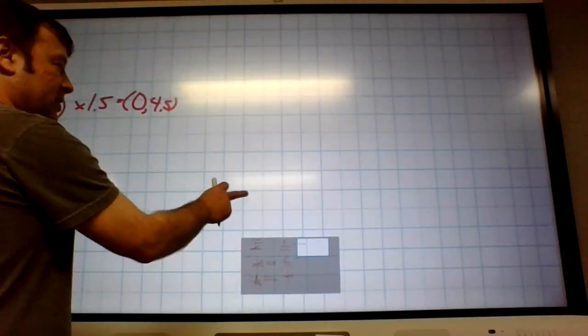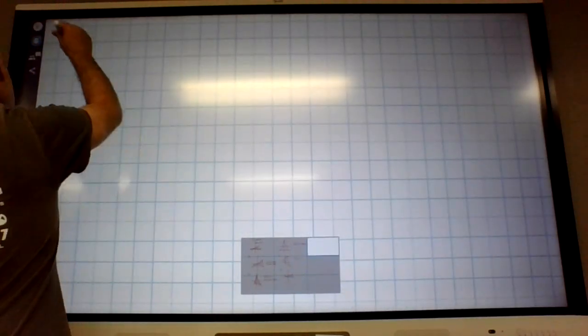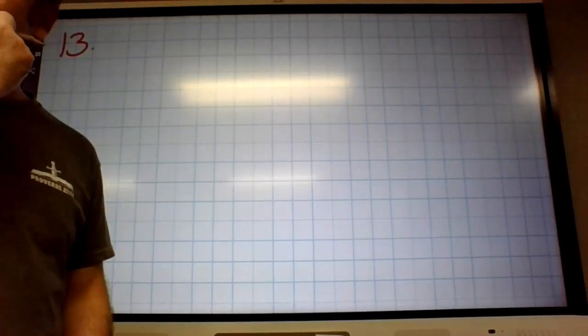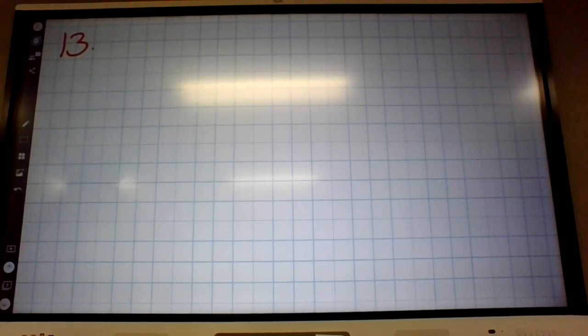13, I don't think they wanted us to draw this on 13. I imagine a few people will hear me say that, but the directions say find the coordinates of the vertices, so we don't really need to draw it. So we're multiplying by 3/2, which is 1.5 again.